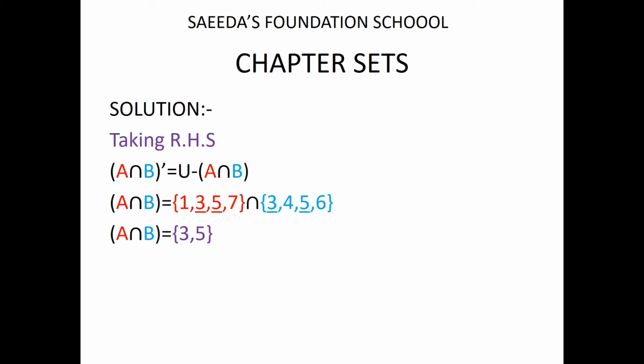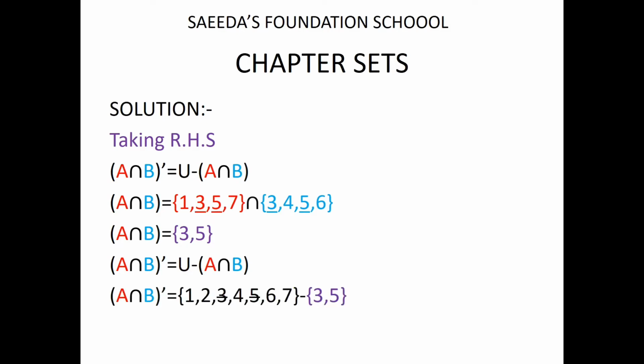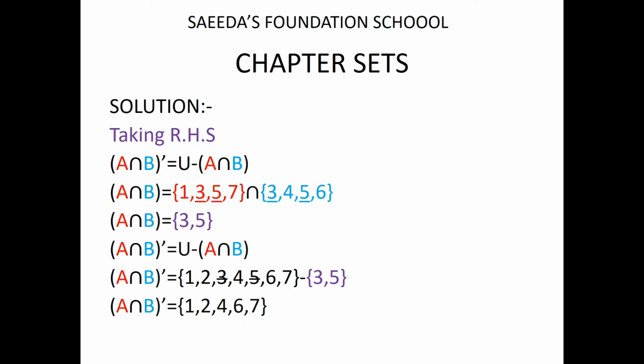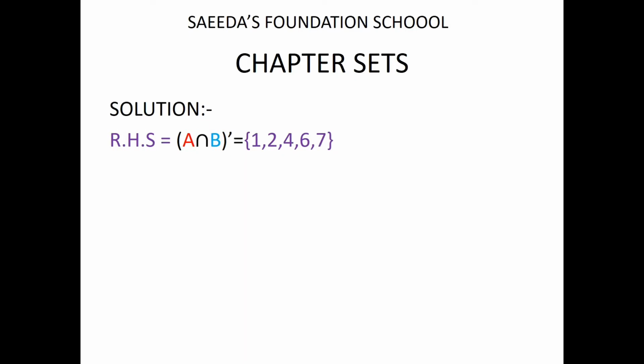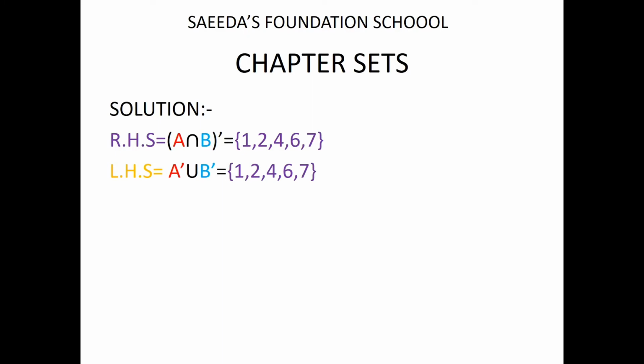Now we are going to take its complement, that is subtracted from the universal set U, and you will get the answer 1, 2, 4, 6, 7. Now as you can see that the right hand side is equal to 1, 2, 4, 6, 7, which is also equal to the left hand side 1, 2, 4, 6, 7, and hence our answer is proved.